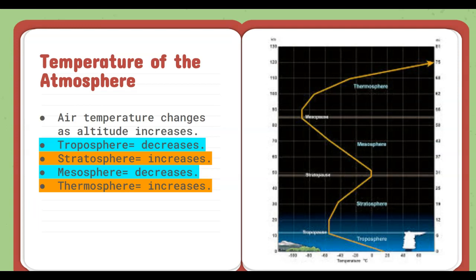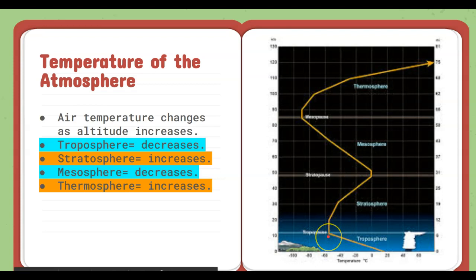Temperature of the atmosphere is going to be extremely important to know. Air temperature does change as altitude increases, but it just depends which layer you are in. In the troposphere, as you go up in altitude, the temperature actually decreases. You can see on this graph to the right how the temperature is decreasing as we go up in the atmosphere. The line is going to the left, or getting colder, as we go up.